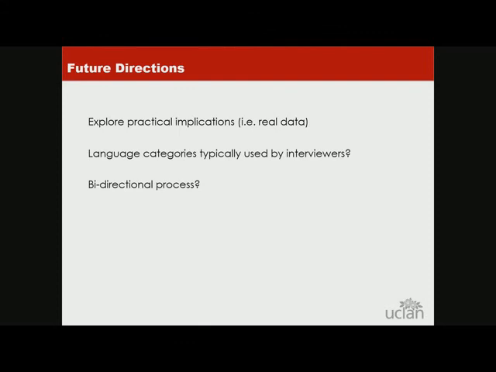And also in terms of it as a bi-directional process. In this case, we're only looking at the impact of the interviewer on the interviewee. But obviously, we know that that's not how interaction works generally, and so we need to look at the impact of the interviewee in this as well.